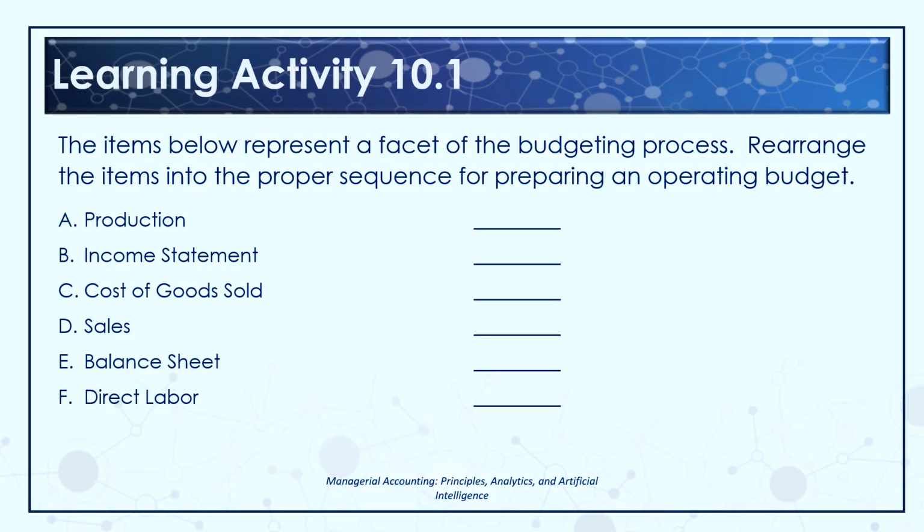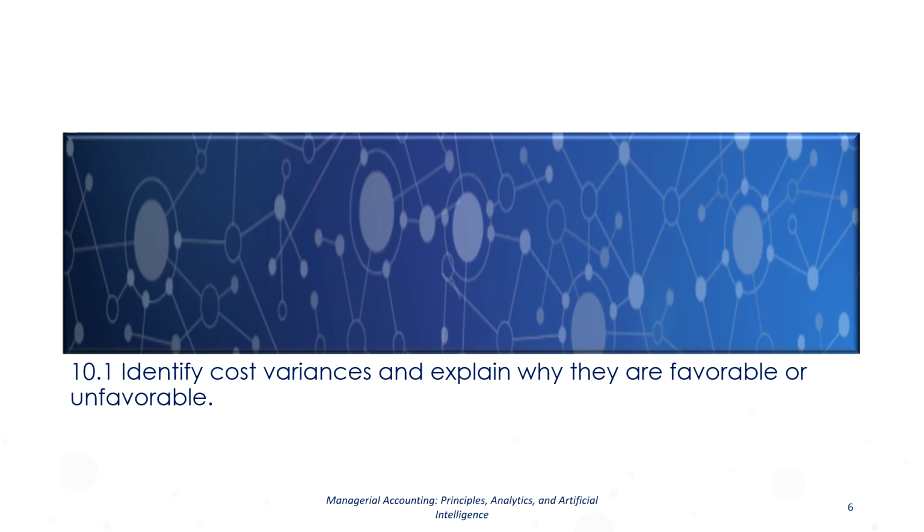Now complete learning activity 10.1. The items listed are part of the operating budget process. You are asked to rearrange them into the correct sequence. Remember, budgeting begins with sales because everything depends on projected sales volume. Then production is planned to meet sales demand. Then the cost budgets are prepared, and finally the financial statements are projected. Pause here and complete the activity. Once you finish, check your answers with the solutions provided in the back of Chapter 10.